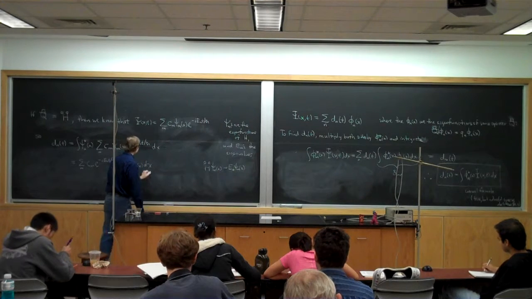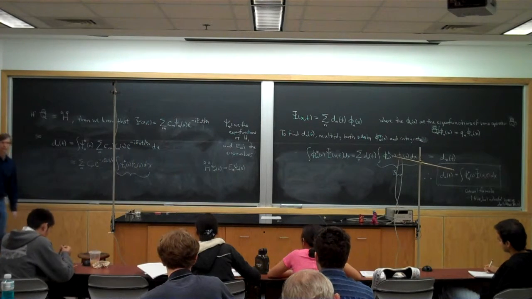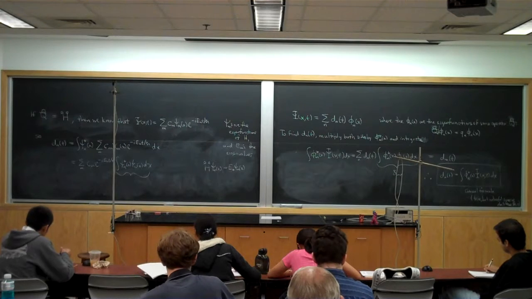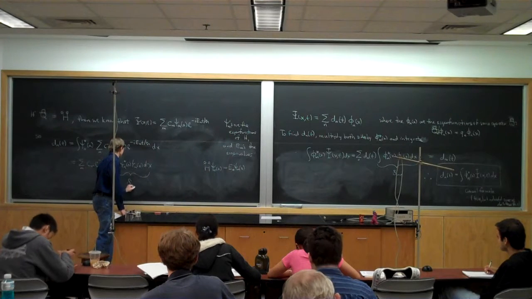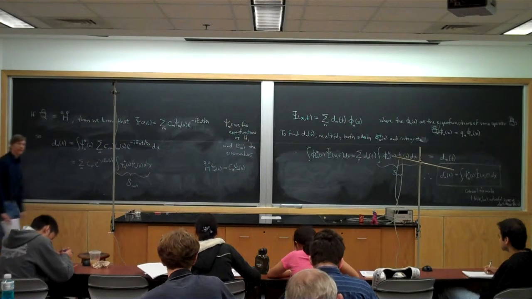Oh, but wait, what's that integral equal to? That would be the Kronecker delta, the symbol, not the function, the symbol, delta m n. We'll let pencils catch up.